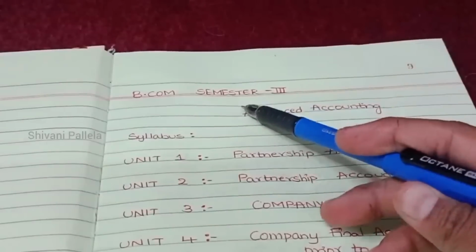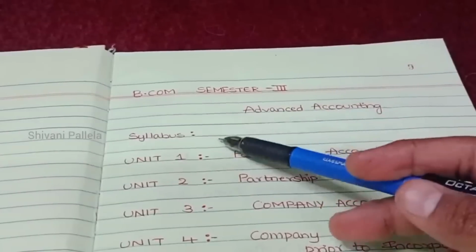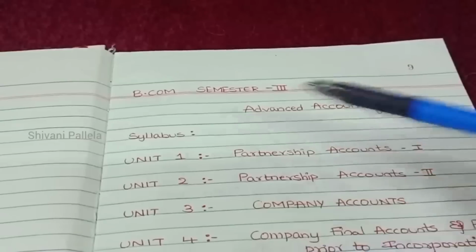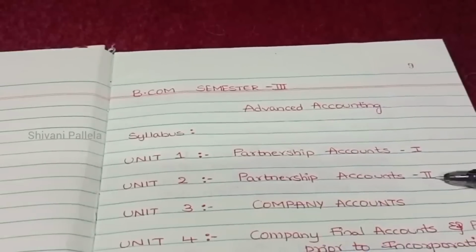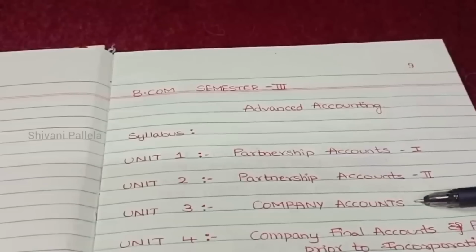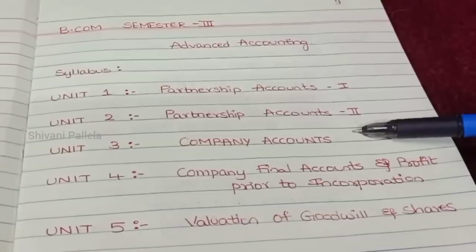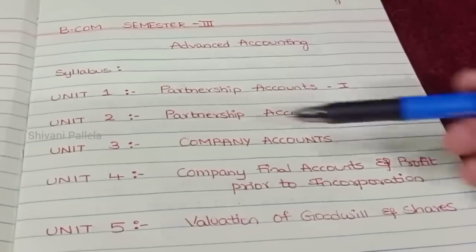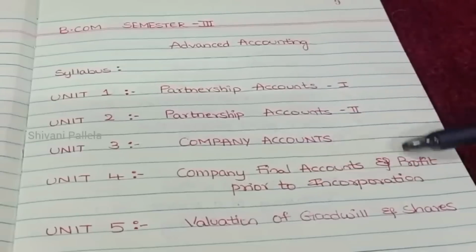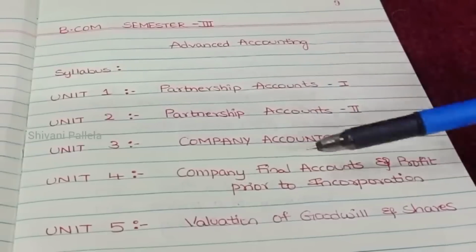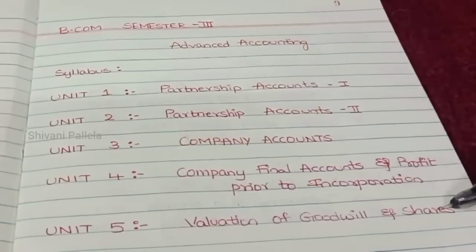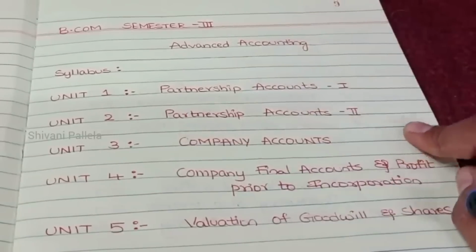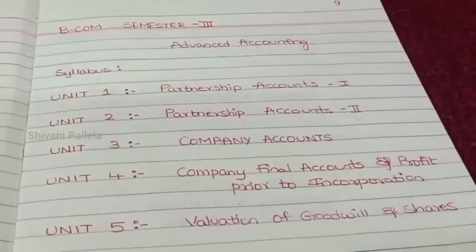So BCom third semester students have the advanced accounting subject. In that, you have a total of 5 units. First unit is partnership accounts 1. Second unit is partnership accounts 2. Third unit is companies account: issue of shares, debentures, underwritings, and bonus shares. This all is included in the third unit. Fourth unit is company final accounts and profit prior to incorporation, and the fifth unit is valuation of goodwill and shares. So these are the 5 units you have in your advanced accounting semester 3.